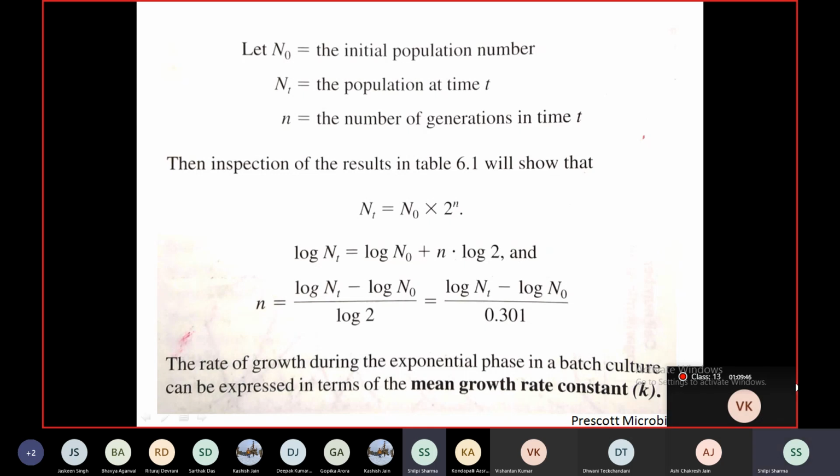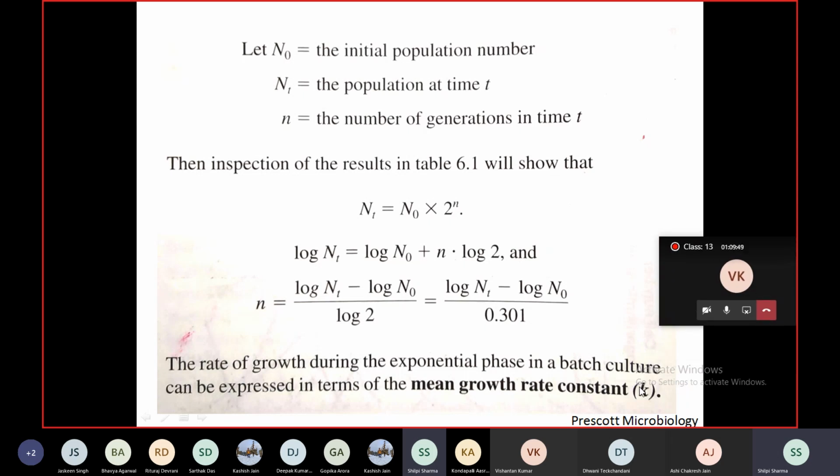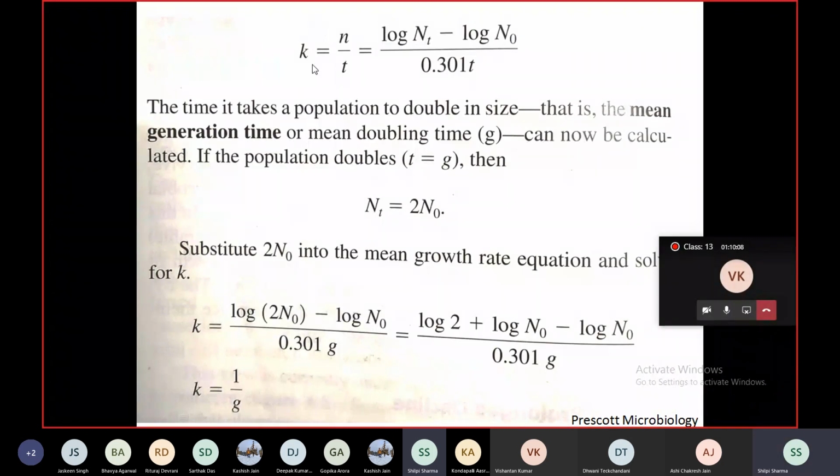Now again, you have to see that we're only talking about batch cultures. The rate of growth during this phase can be denoted in terms of the mean growth rate constant, which is k. And k here refers to the number of generations per unit time. So it is basically n over t, and plugging in the value of n from the last equation, it will be log Nt minus log N0 over 0.301 t, and the mean generation time or the mean doubling time can now be calculated.